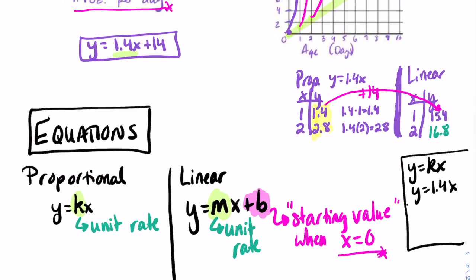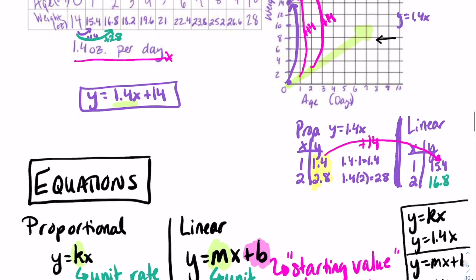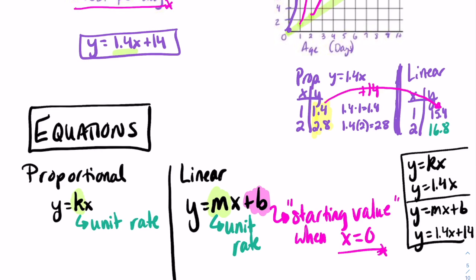Or if it's linear, it's going to be y equals mx plus b, like y equals 1.4x plus 14 for the actual problem for Maggie. Okay, so you're going to use those ideas of writing equations to help you with this next piece. And this next piece is the walk-a-thon.